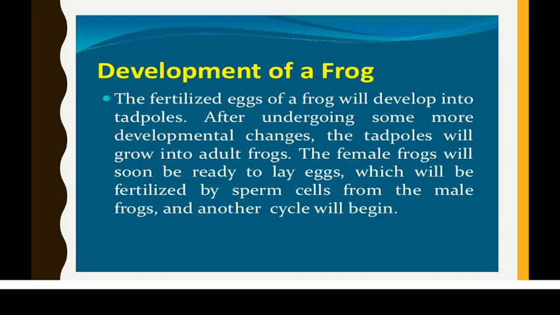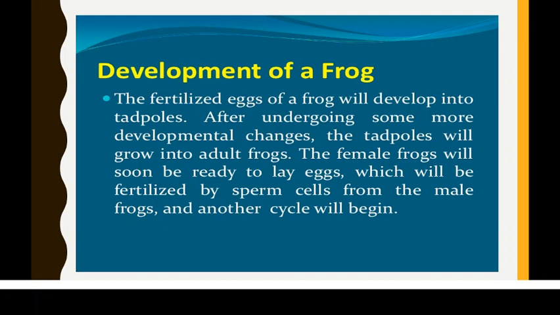Okay, so how the development takes place in a frog: there are the fertilized eggs of a frog which will develop first into tadpoles. They are called what? Tadpoles. Then after undergoing some developmental changes, the tadpoles will grow into adult frogs.